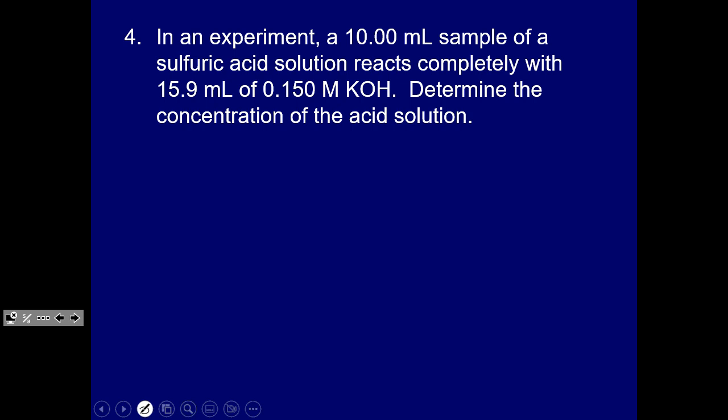This is the type of reaction that we're actually going to do in the laboratory. And it's a very useful and very powerful way of determining unknown concentrations. This allows us to take a solution that we know the concentration of. In this case, it's the potassium hydroxide, 0.150 molar. And through a neutralization, we're going to use that to determine the concentration of an unknown acid.